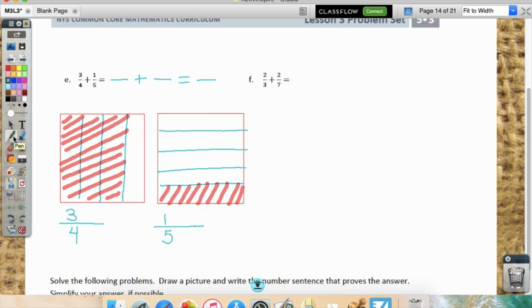So what's my common denominator for 4 and 5? 20. Good job. Say 20 in Spanish. Okay. So you're going to write 20 5 times. Okay, now I'm going to draw 4 horizontal lines and 3 vertical lines, and hopefully that's going to be 20.